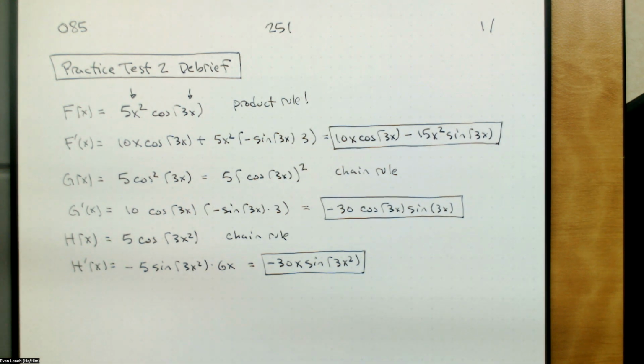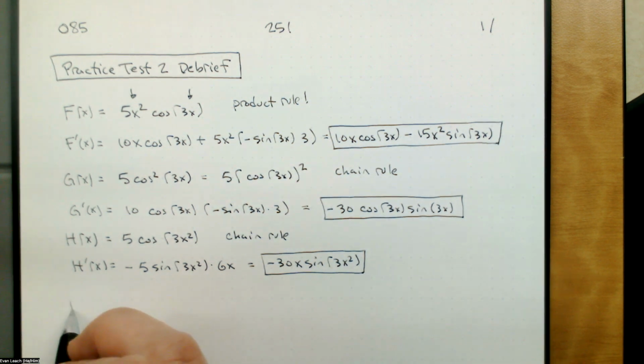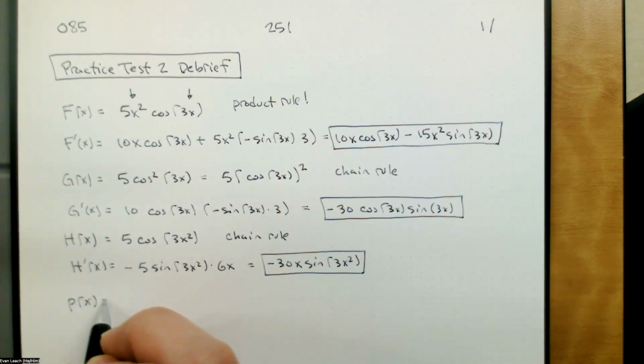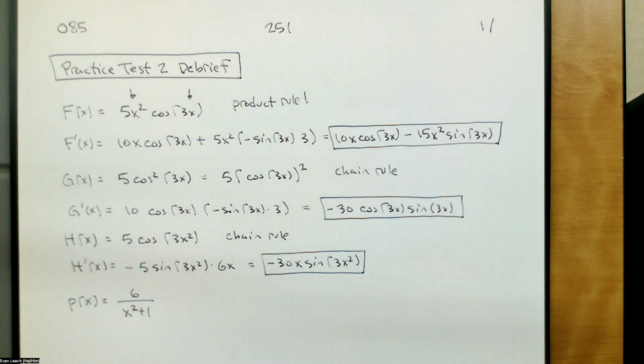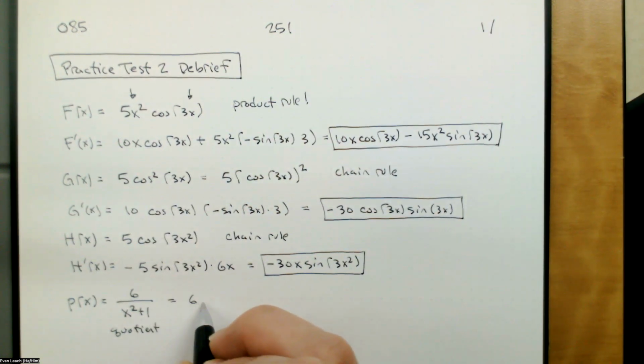That really comes into play on something like problem D. In part D, we have P of x is 6 over x squared plus 1. In this problem, the numerator is just a 6. So we can use the quotient rule, but we don't have to. We can read this problem like a quotient rule, or we can just read it as a chain rule.